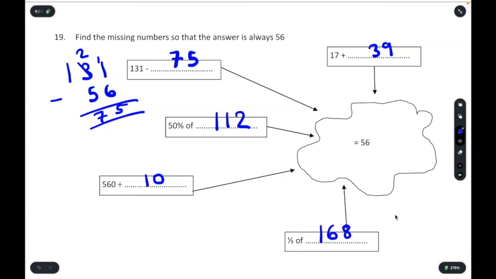Alternatively, of course, you could do 56 times 3 like this. So 6 times 3 is 18. You've got 8 extra 1. 5 times 3 is 15. Add that 1 is 16, gives you the same answer.